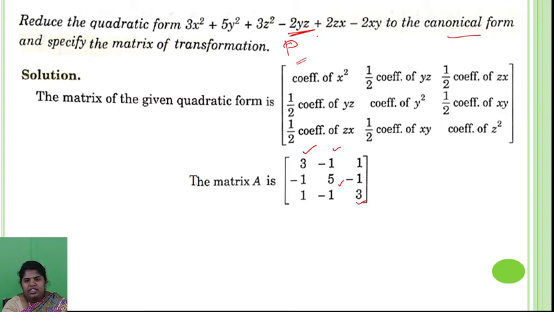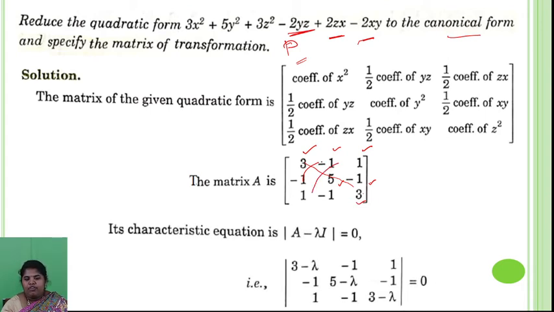Coefficient of zx is 2. Divide by 2 we get 1. Similarly, the coefficient of xy is minus 2. Divide by 2 we get minus 1. Now write the same terms here also, since this is a symmetric matrix. Leaving the diagonal elements, all the corresponding elements must be the same.